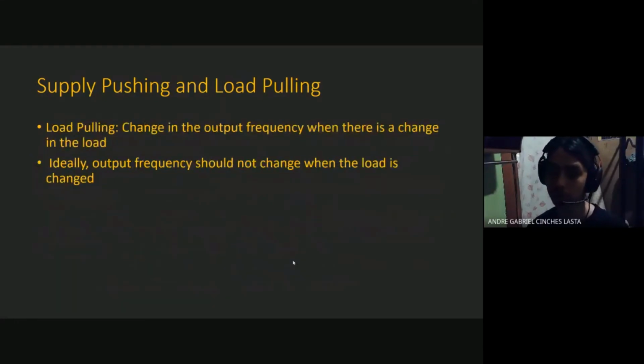Now for load pulling, this is defined as the change in the output frequency when there is a change in the load. And again, ideally, the output frequency should not change when the load is changed. But in practice, that is not the case.